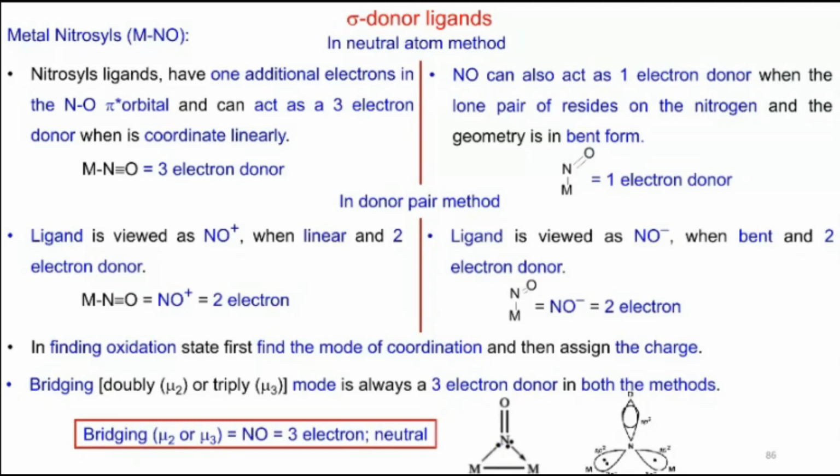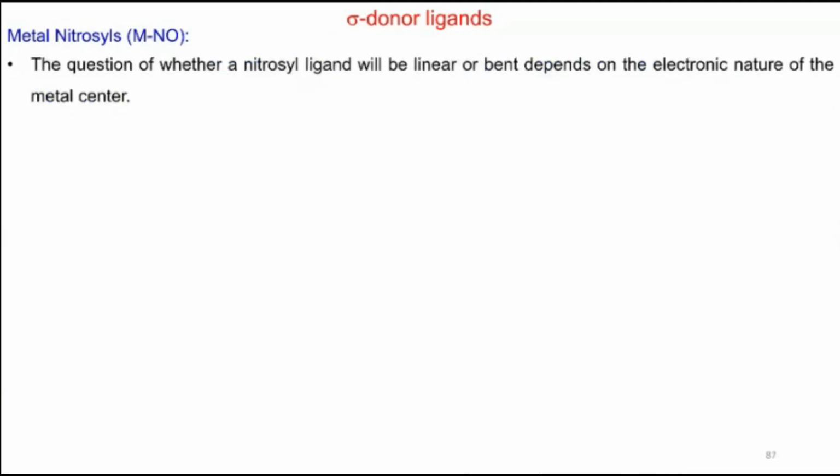Any doubt? Okay, fine. See, now the question comes. For nitrosyl, we always use only the same source. Something like nitrogen monoxide is the source we will be using, or nitrous acid, HNO2. We always use that as a source. But how can the nitrosyl adopt either the linear mode of coordination or the bent mode of coordination? There are some cases in which the same metal center can adopt both ways.